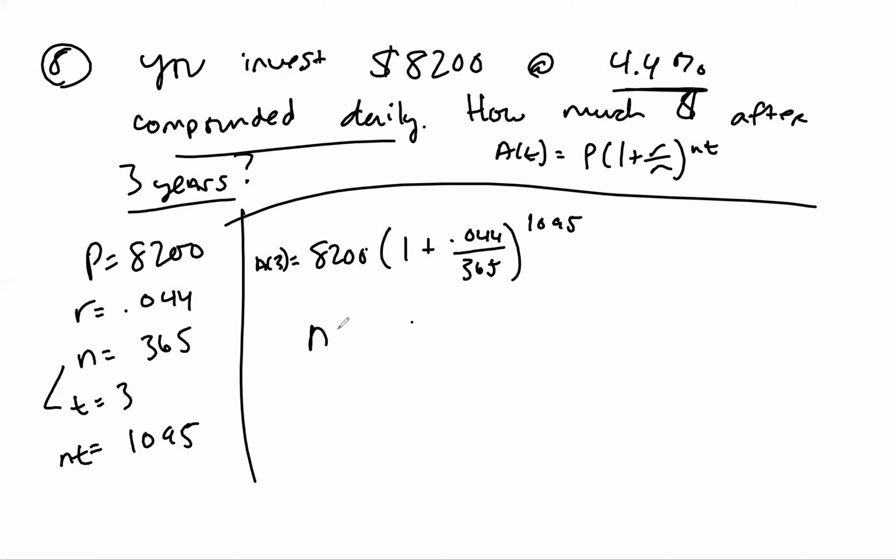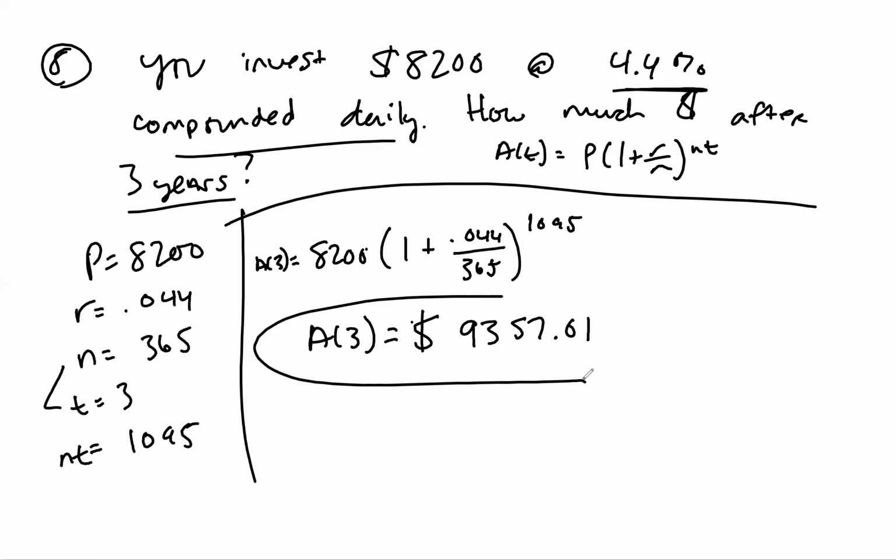And so when we type all this in, and you round it off to the nearest 2 decimal points, because remember, this is money, we'll toss a money sign in front of that. And when we type this in, we're going to get $9,357.01. And this is my final answer. That's how much money I will have in that particular account after the 3 years. Done.